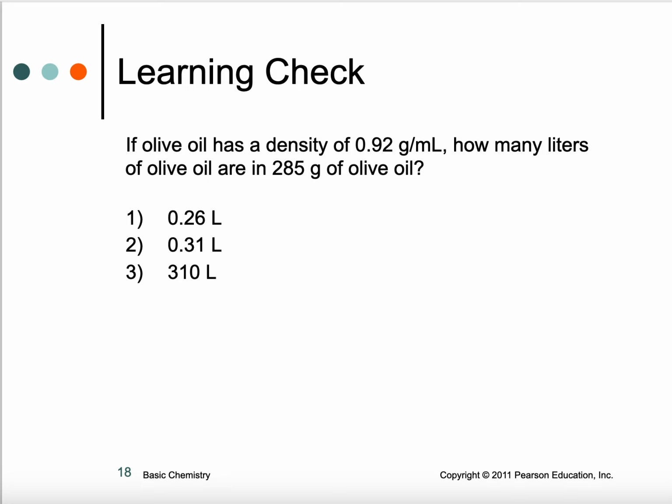Olive oil has a density of 0.92 grams per milliliter. How many liters? All right, you see, you've given it in milliliters, how many liters of olive oil are in so many grams. So you would have to say 285 grams over how many milliliters equals 0.92. Find out how many milliliters, and then multiply by 1,000 to find out how many liters that is.